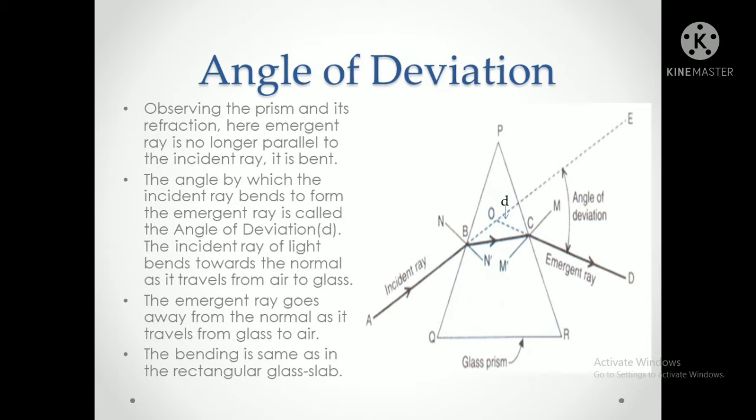And here the incident ray of light bends towards the normal as it travels from air to glass, and the emergent ray goes away from the normal as it travels from glass to air. So the bending is the same as in the rectangular glass slab, the same process, but here this is just a prism.